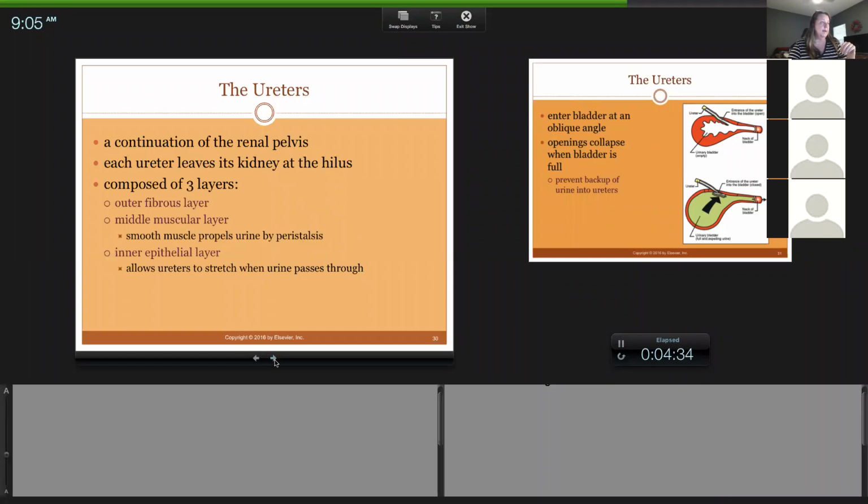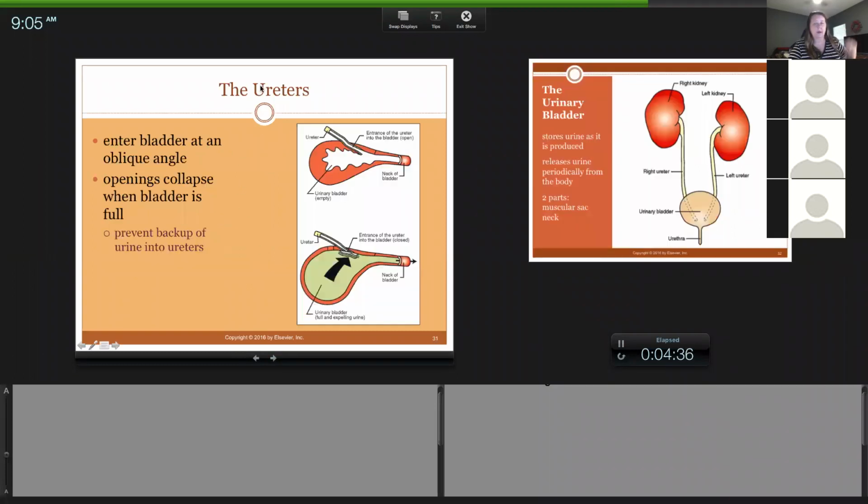Now what happens typically is they come in at an oblique, which is an angle, okay? If this is my bladder, they're not like this, and they're not like this. They're coming in at an angle.